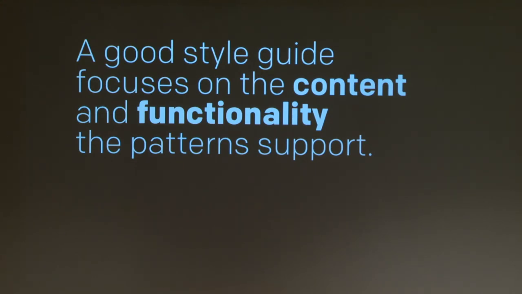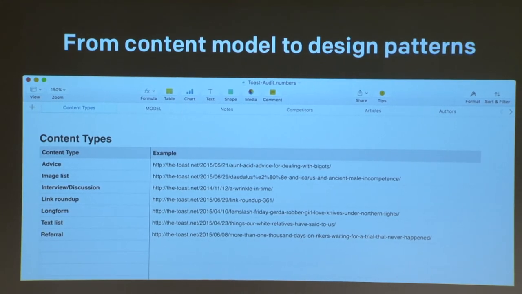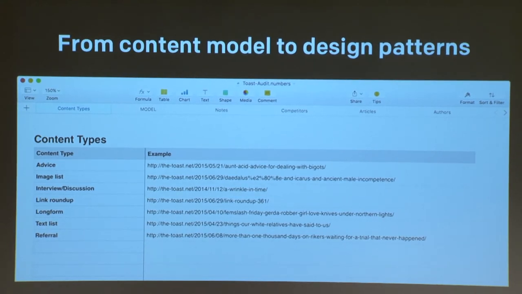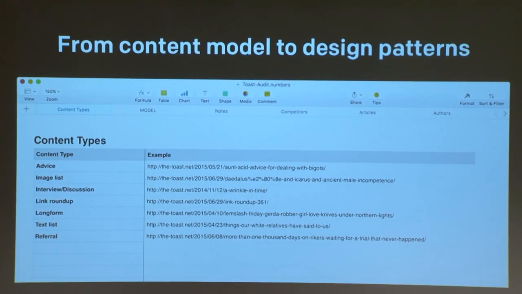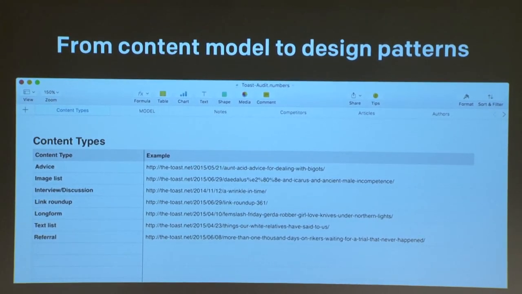And there are a bunch of different ways that you can make this a more collaborative exercise. When we worked on The Toast, we made this much more collaborative through a good content strategy process in the beginning. So Karen McGrane and Eileen Webb actually began with an extensive content modeling process, where they looked at the existing Toast website and broke it into a content model that outlined the different content types that were published by The Toast, like long-form essays, advice columns, and interviews.